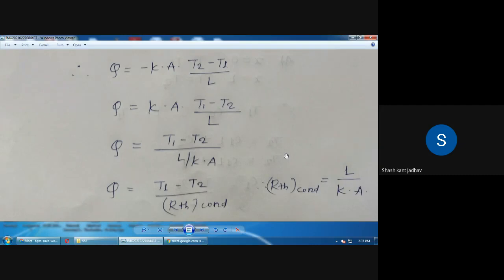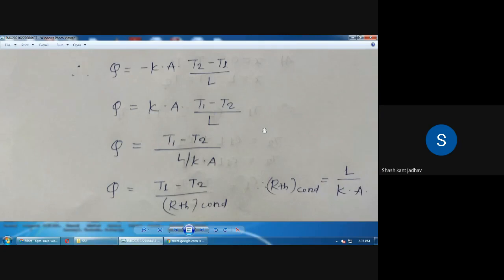Anyone remaining? R thermal conduction is equal to L by K into A. So this is the thermal resistance for conduction for the plane wall. And our final equation is Q is equal to K into A into T1 minus T2 divided by L. So by using this equation we calculate the heat transfer rate through the plane wall.